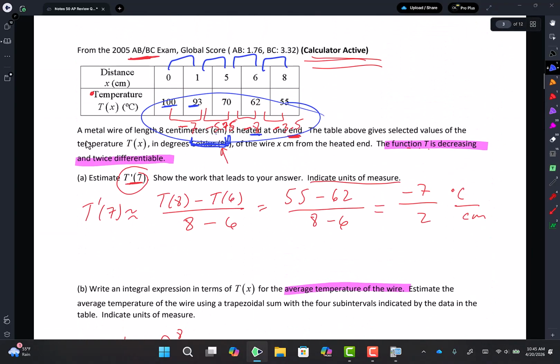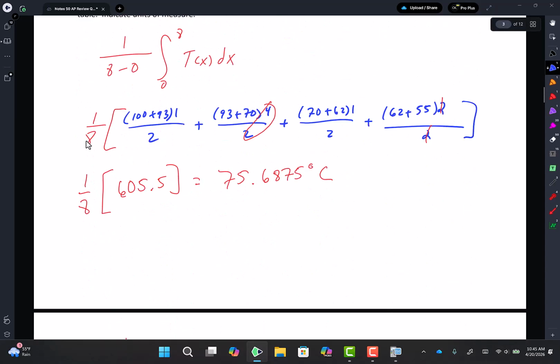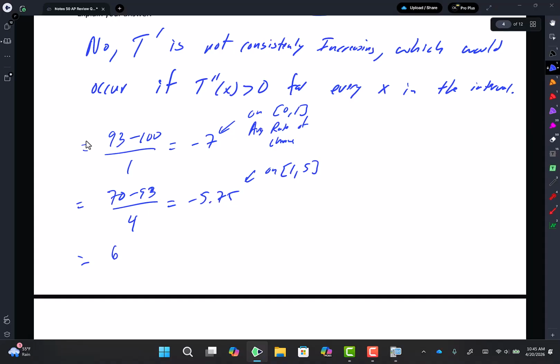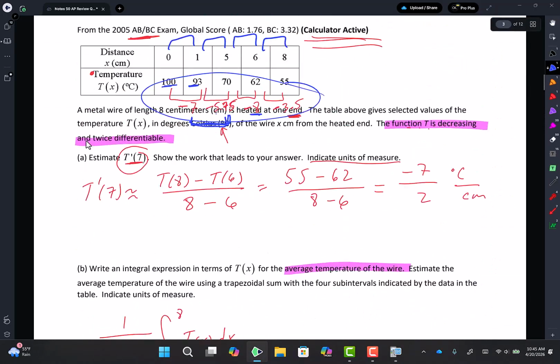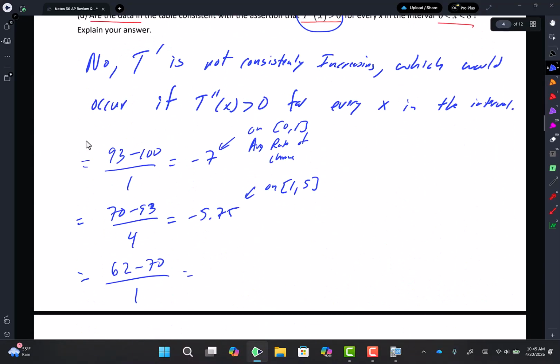And then what was it from there? I'm just going to do it to this one because this one shows increasing. 5 to 6: 62 minus 70, so negative 8 on 5 to 6. And that's enough to show. See, from negative 7 to negative 5.75, that's increasing. And negative 5.75 to negative 8, that's decreasing. Do you guys see that? I hope that the reader will understand. I think that's full credit.